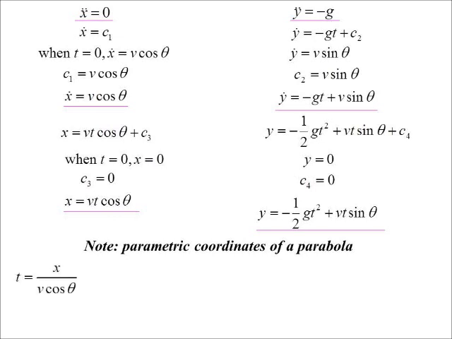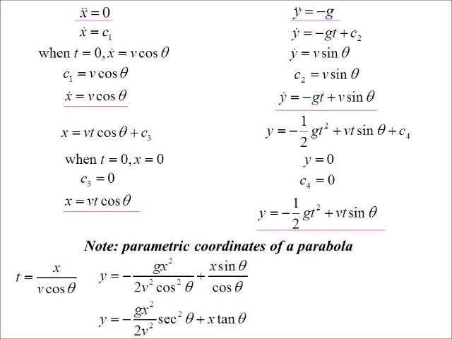So t is equal to x on v cos theta. If I wanted to work out the equation of the parabola, like we did with parametrics, eliminate the parameter. Get rid of the t. Sub that in, and we can see it is a quadratic. Tidy it up a bit.